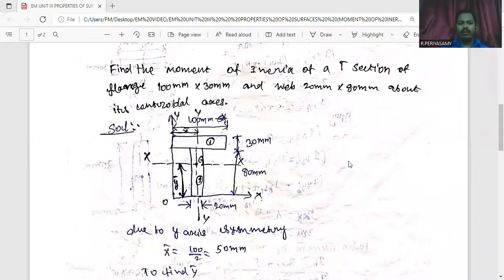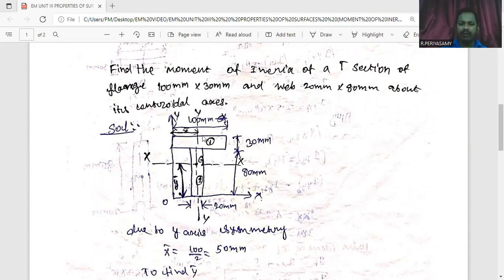Hello everyone. Today we are going to discuss the moment of inertia in properties of surfaces in engineering mechanics. First of all, we want to discuss the problem. Find the moment of inertia of a T section of flange 100 mm into 30 mm and web 20 mm into 80 mm about its central axis.